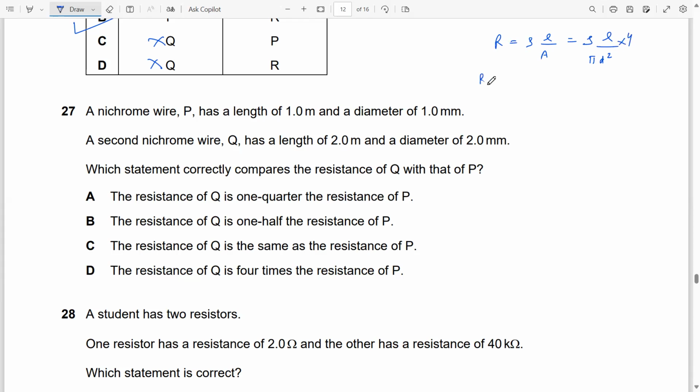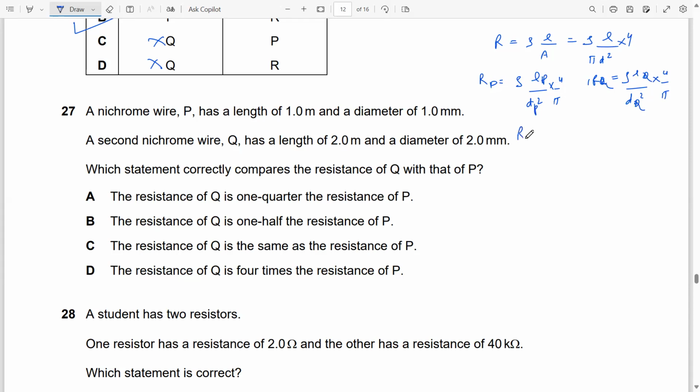So let's write for R1. R1 is equal to, since both are made up of the same material, rho will be the same, L1 upon d1 square into 4 by pi. And R2 will be rho into L2 by d2 square into 4 by pi. So let's write P and Q only: it will be P and it will be Q.